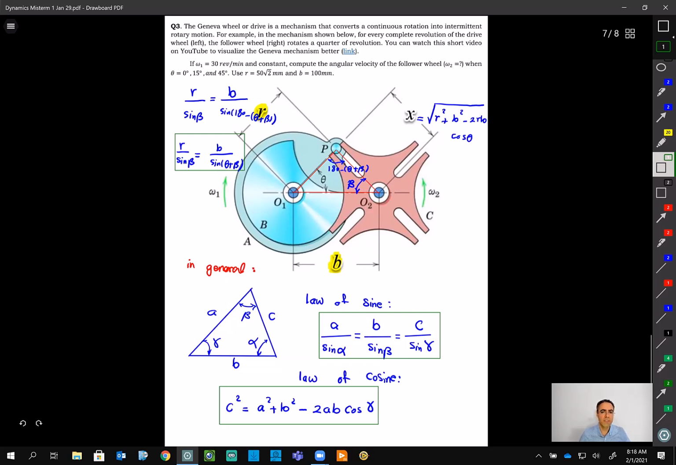Like r is 50 square root of 2 and b is 100, right? You can simplify everything and then take the derivative. All you need to do is just take the derivative. Let me quickly do that.